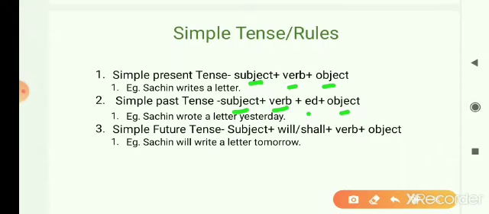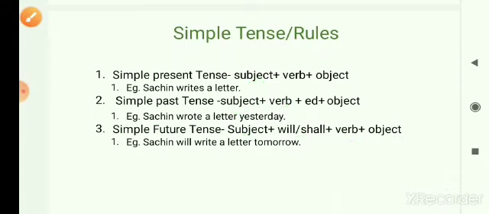Now what will be simple future tense? Subject, will or shall plus verb plus object. Here we added ed. Now we have to remove the ed and add will or shall. So the sentence will be Sachin will write a letter tomorrow. Okay, hope you understood this. Now let's go to the next one.